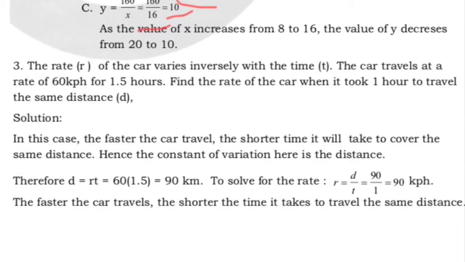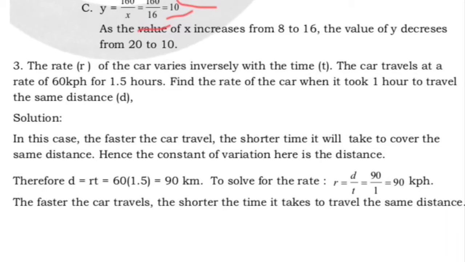Number 3, the rate r of a car varies inversely with the time t. The car travels at a rate of 60 kilometers per hour for 1.5 hours. Find the rate of the car when it took 1 hour to travel the same distance. So in this case, the faster the car travels, the shorter time it will take to cover the same distance. Hence, the constant of variation here is the distance.